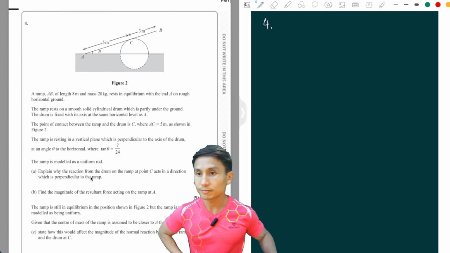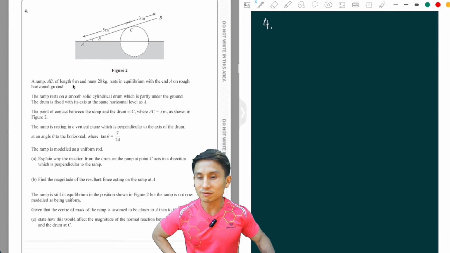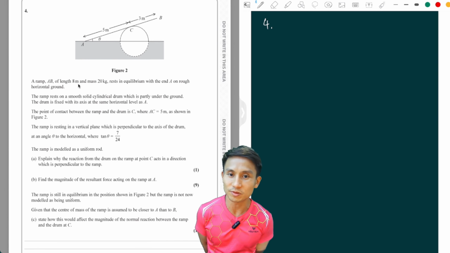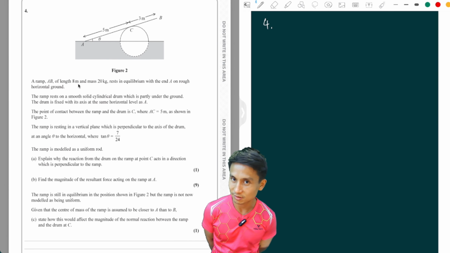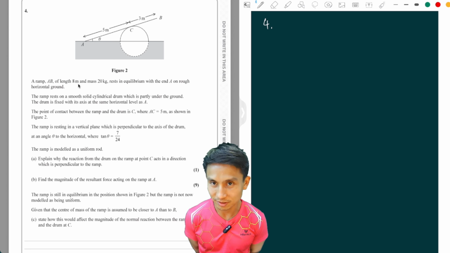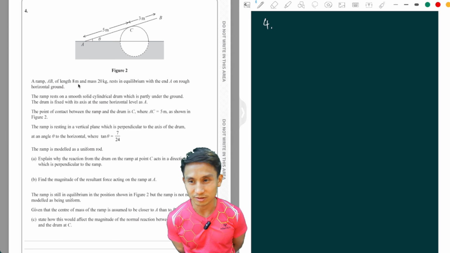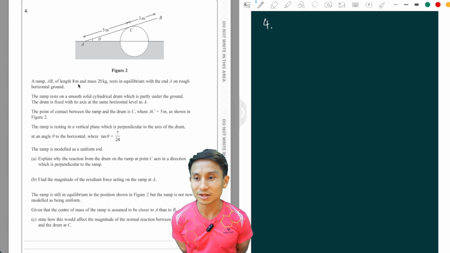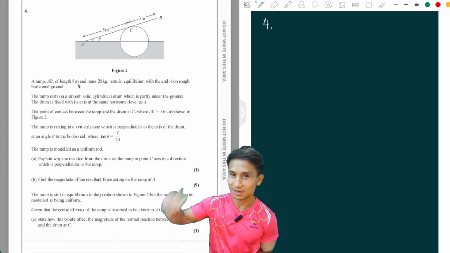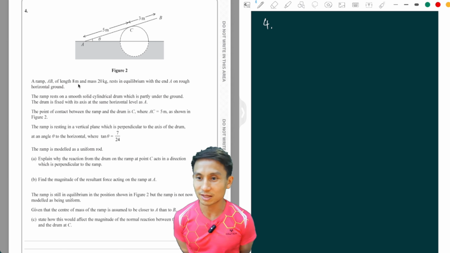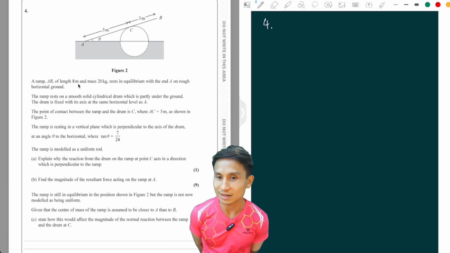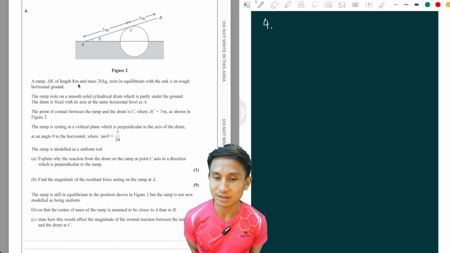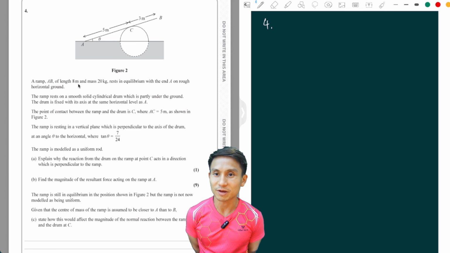All right. What do we have here? A ram AB of length 8 meters and mass of 20 kg rests in equilibrium with the end A on the rough horizontal ground. Yeah, so now you have a ram resting on a rod, probably. The ram rests on a smooth solid cylinder drum, which is partly under the ground. Okay, as shown there. It's like sinking in the ground, the gray ground there.